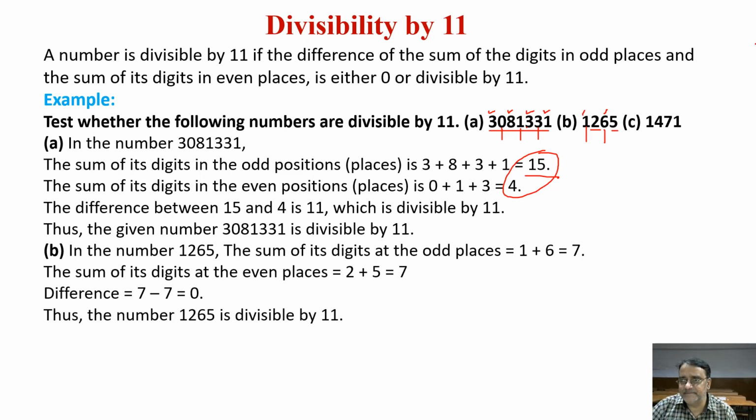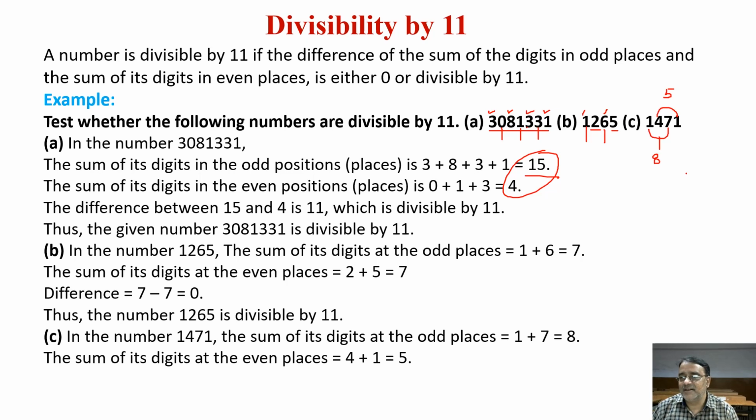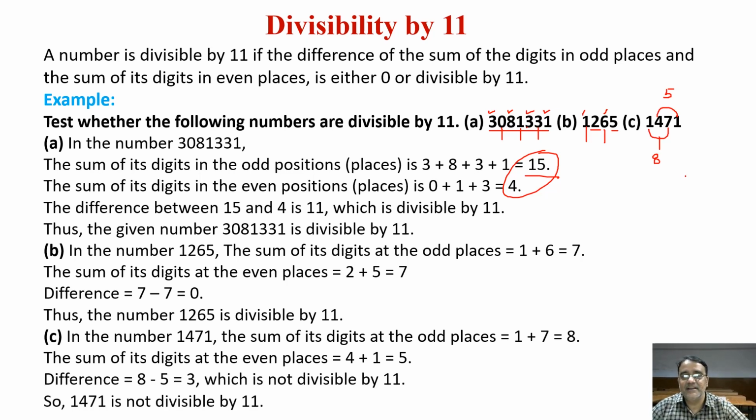नाउ द लास्ट वन, सी ऑड प्लेस, ये इन दोनों का सम 8 है और इन दोनों का सम 5 है, एंड द डिफरेंस इज नॉट either 0 or divisible by 11. So the number is also not divisible by 11.